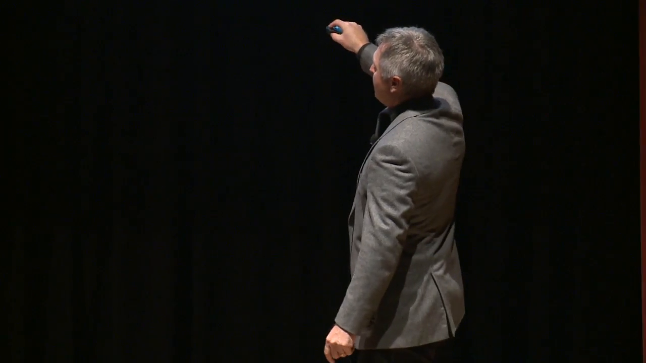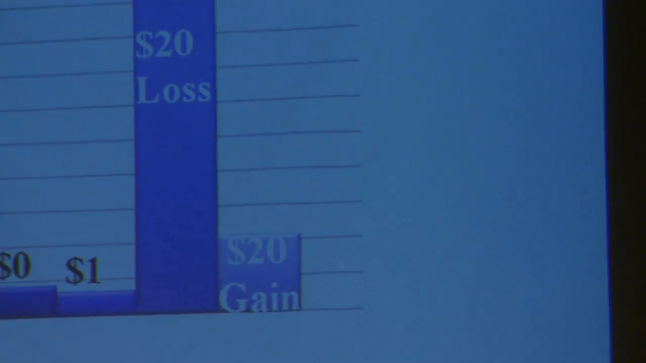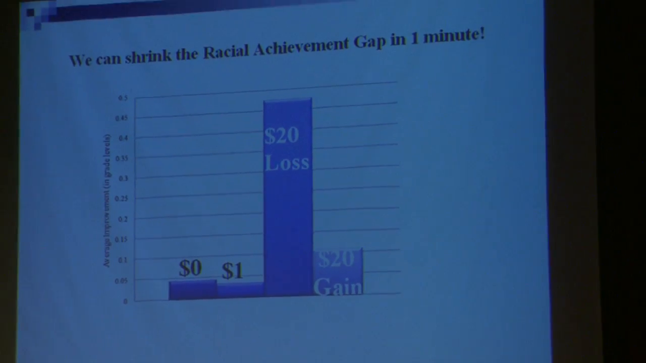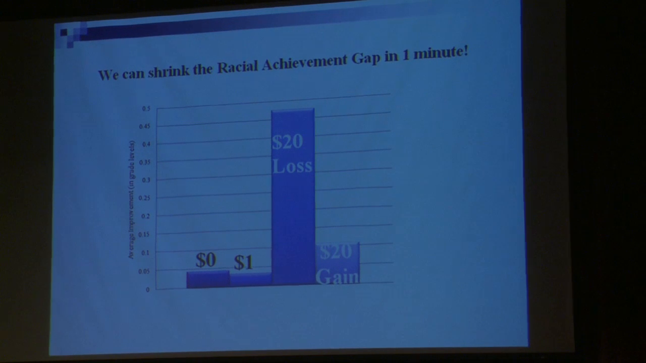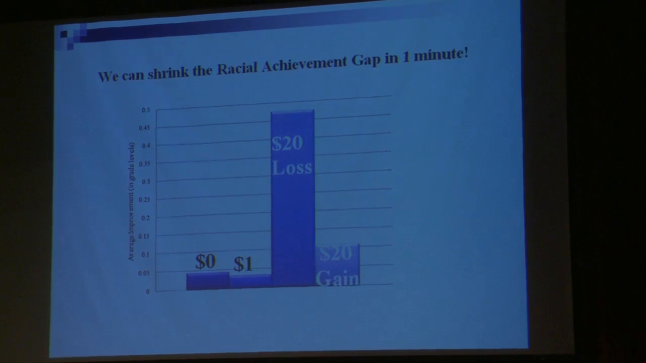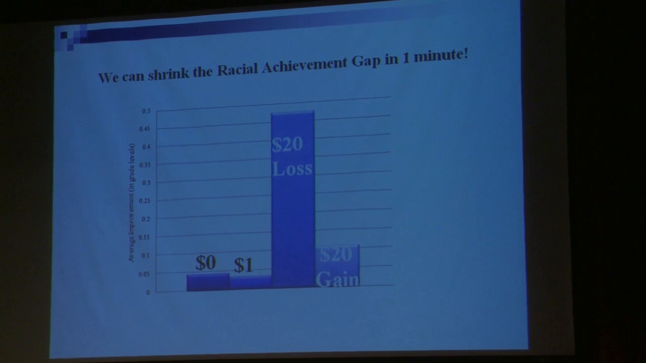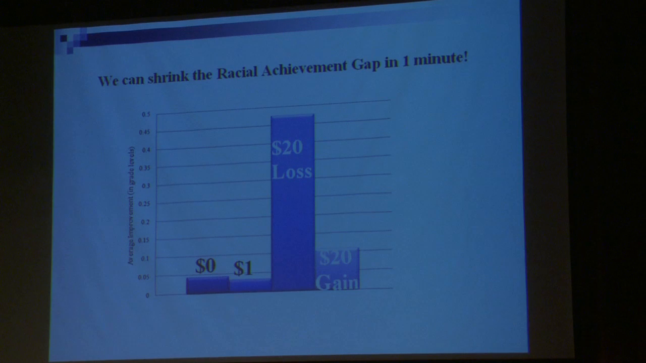Here's what happens. This is the average improvement in grade levels now. So just by giving them the $20, they improve their test scores by nearly a half of a grade level, just through that loss aversion treatment. That gives you a sense of how important effort is on these standardized tests. And exactly what does a standardized test measure? This gives you a sense of what it measures. A lot of the racial achievement gap is about effort. It's about effort when you're sitting and taking that test.